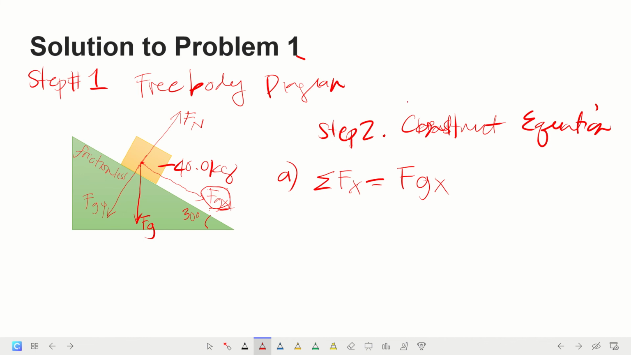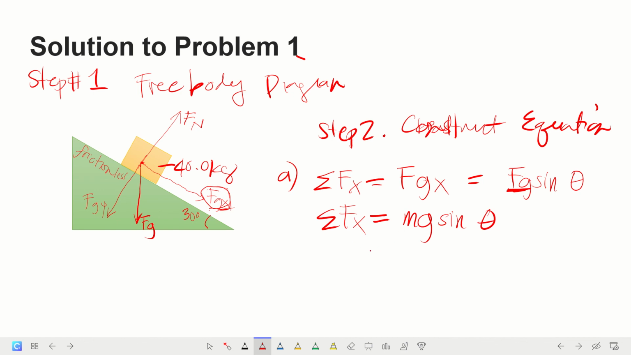We know that F_g,x is equal to F_g sine theta. Since there is no given force, we can replace this with mass times the acceleration due to gravity. Therefore, the summation of F_x, or net force, is equal to mass times gravity, times sine theta.